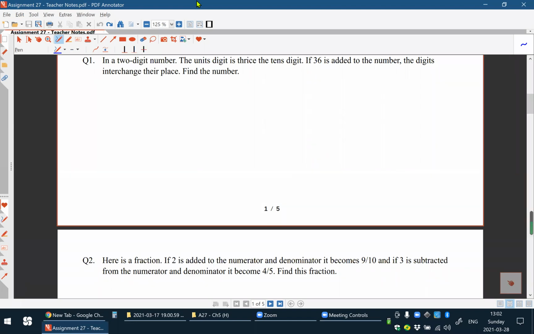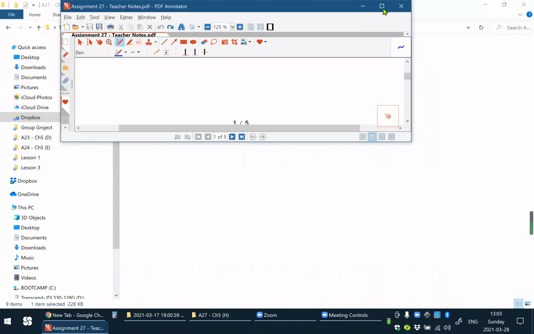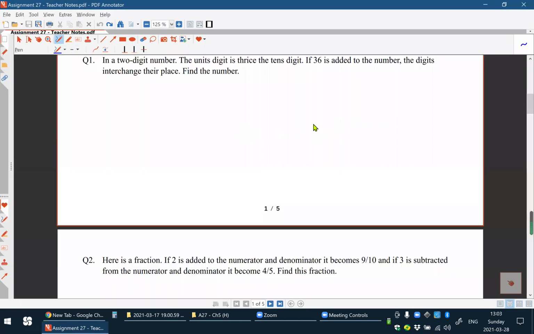So today we're going to have a look at the solutions of assignment 27. Please get prepared to take any notes you need. And after this class, you should be able to correct any mistakes by yourself.